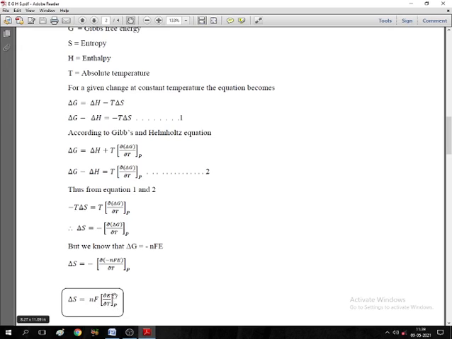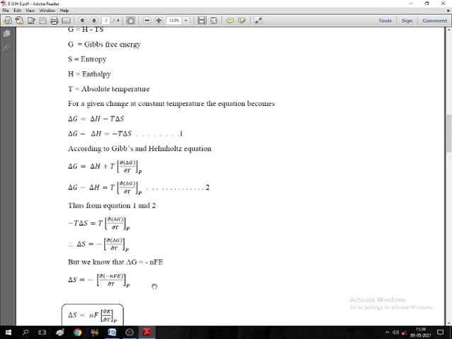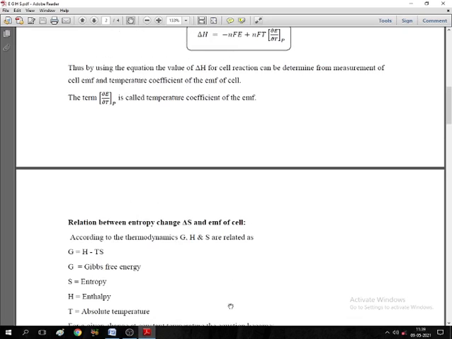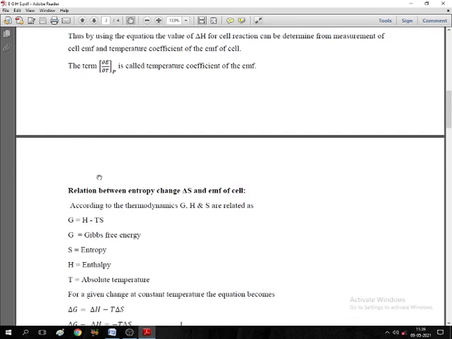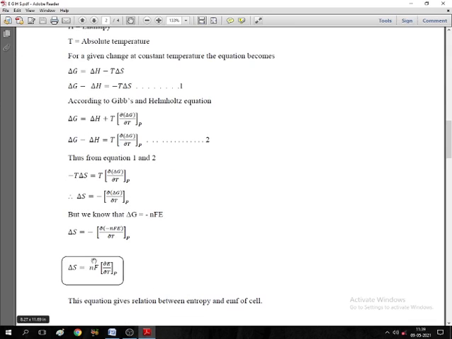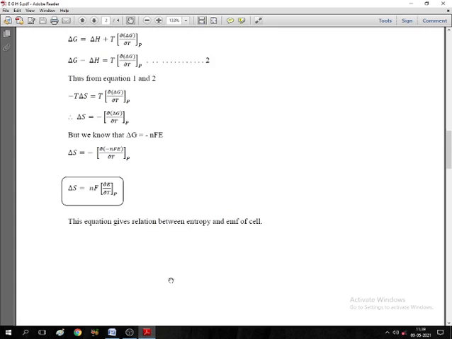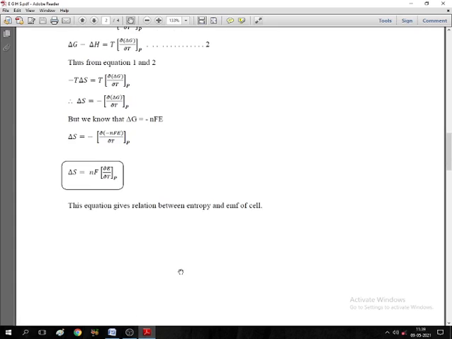Now this term is called the temperature coefficient of the EMF. We have just seen that this term is called the temperature coefficient of EMF and delta S. Thus this is the equation which gives the relation between entropy and the EMF of the cell. In this way we derived the relation between three different terms: the EMF and free energy change, second, EMF and the enthalpy change, and third, EMF and the entropy change. Now we will stop here. Thank you.